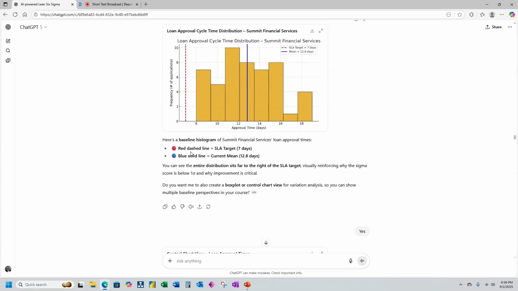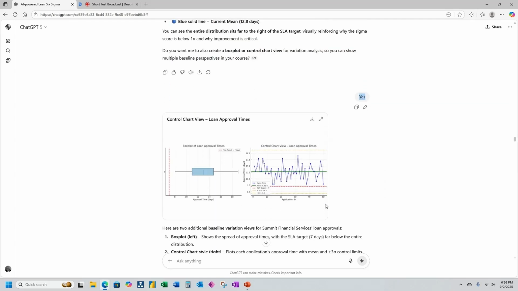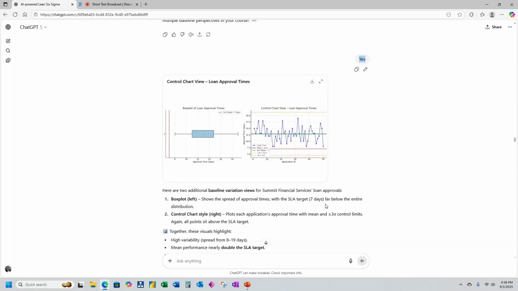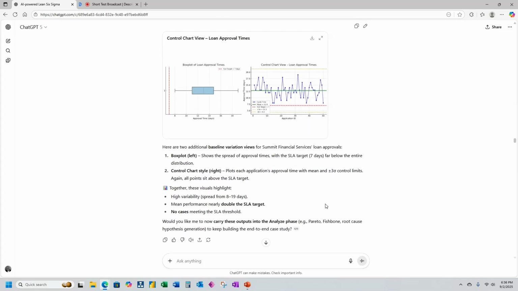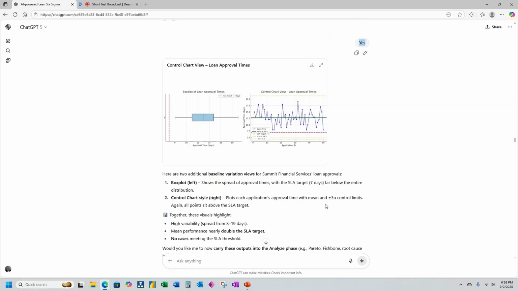And it tells what the red dash line is, what the blue solid line is, right? Gives an explanation for all of those things. And then it further asked if I wanted to create a box plot or control chart, right? And I simply said yes. And that's how I arrived at the box plot and control chart here. Those were great visualizations to capture here, right?